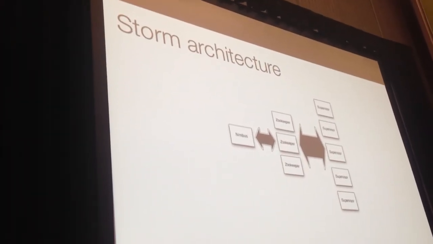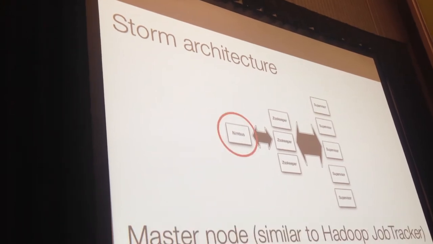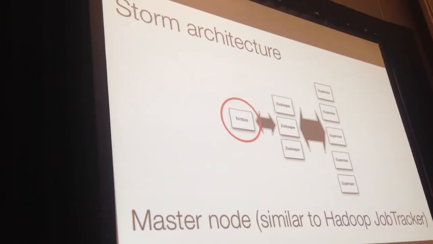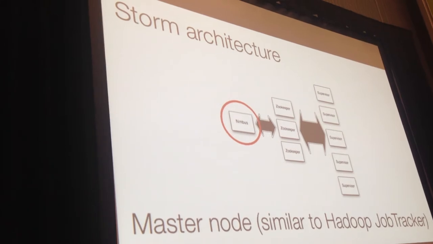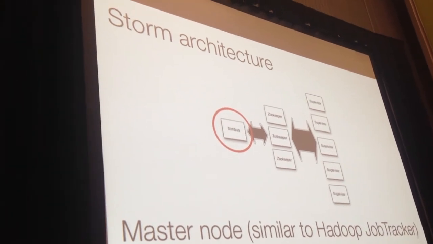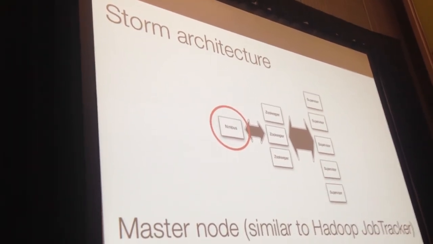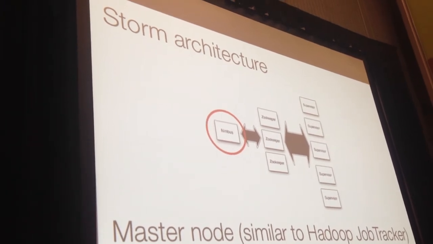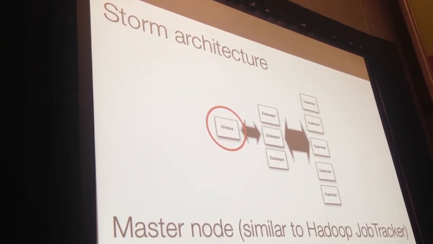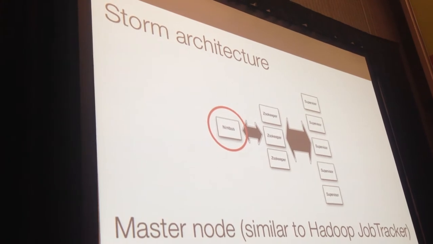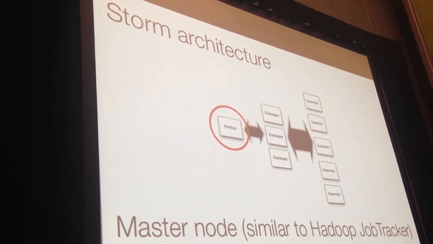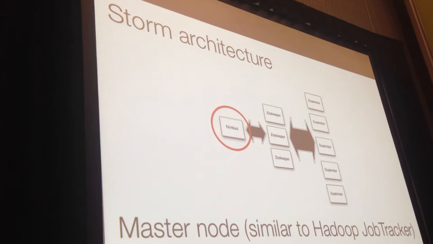So let me just spend a minute going over this. There are three classes of nodes in a Storm cluster. On the left here, we have Nimbus, which is the master node, and it plays a role similar to the Hadoop job driver. Nimbus is where you submit topologies for execution, and Nimbus will take care of launching workers around the cluster to run your topologies. And Nimbus will monitor your topologies, so if a worker dies, it'll reassign that worker to another machine.